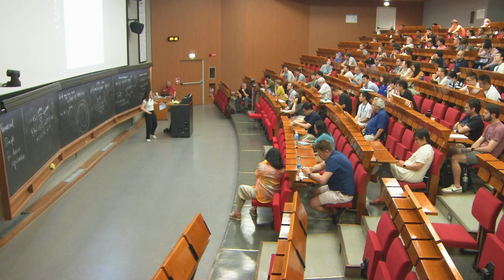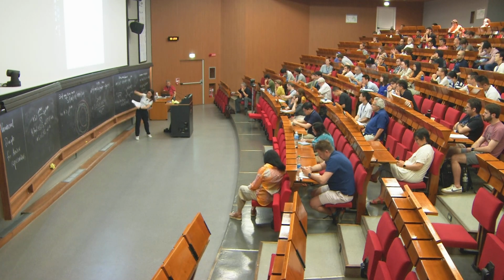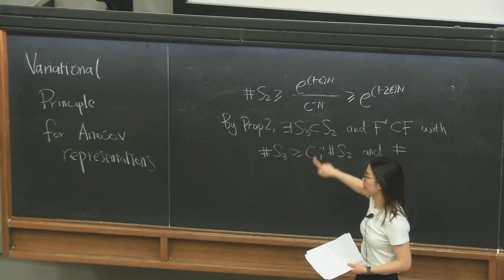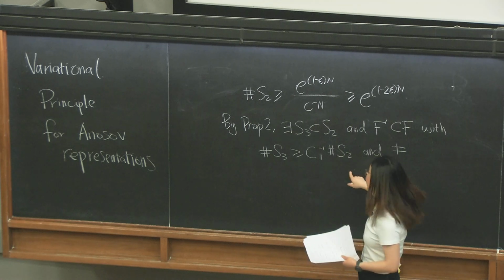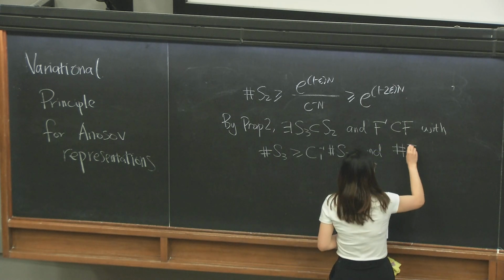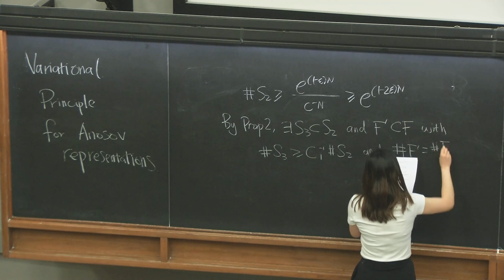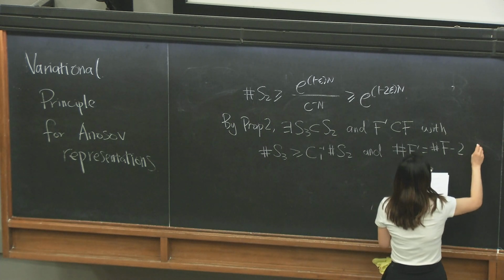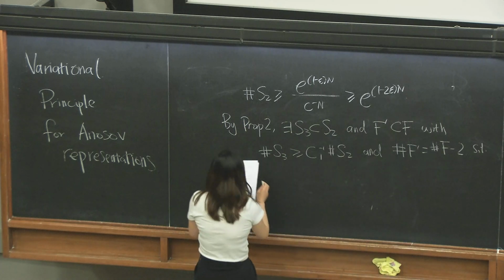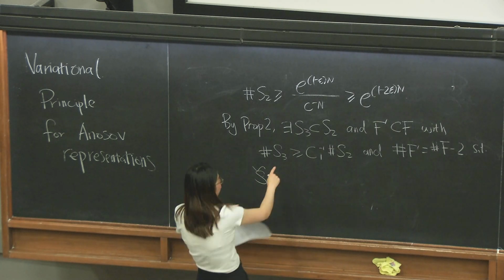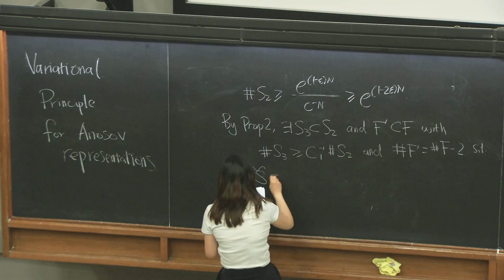Good. Now I'm going to apply this proposition to this S2, and so I just write out what I get. I know that I can find a large subset here, in terms of cardinality, and also an F prime in my finite subset, with F prime's cardinality being the cardinality minus 2, and such that now, to construct the free group, I use S free and this F prime. So I do this kind of pair.